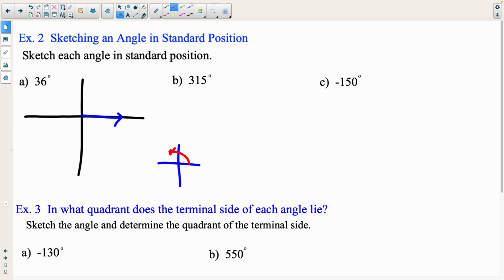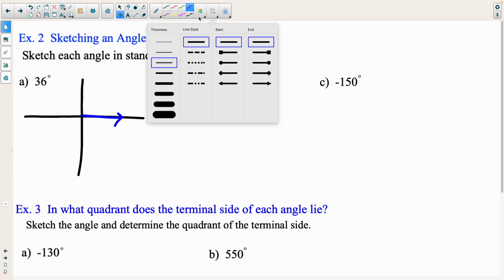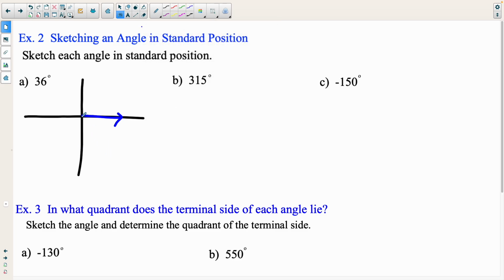So when I think of 36 degrees, I think of the fact that it's pretty close to 45, and 45 is going to cut right through the first quadrant. So I'm just going to do a little bit less than cutting through the first quadrant, right? Because 45 is half of 90. So I'm just going to go, geez, that was kind of close to 45. But we're approximating, so that's fine.